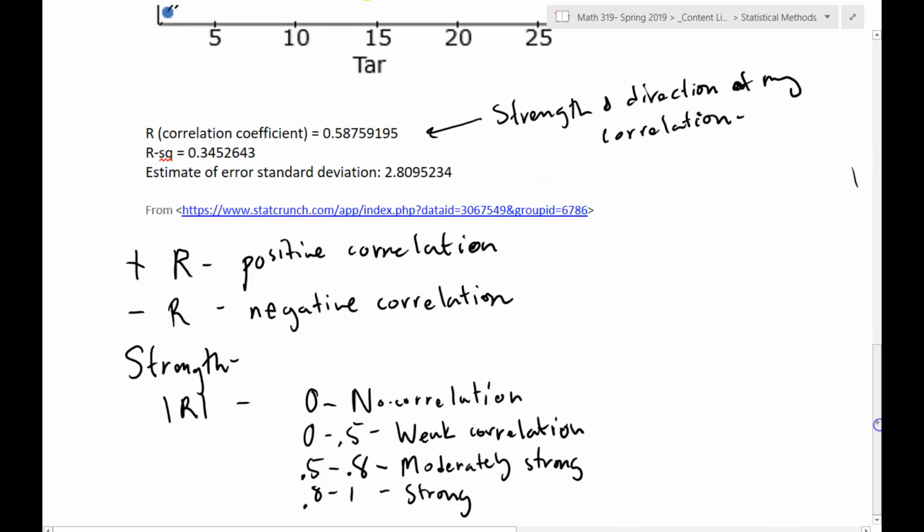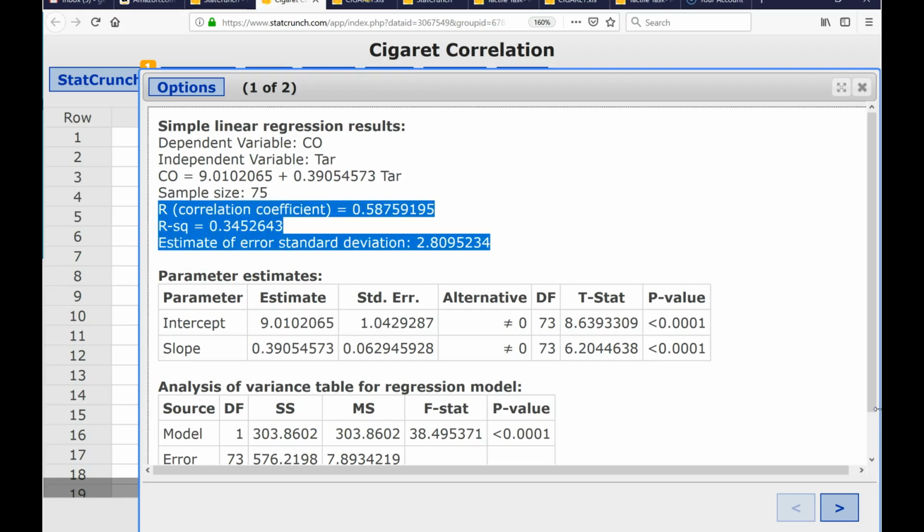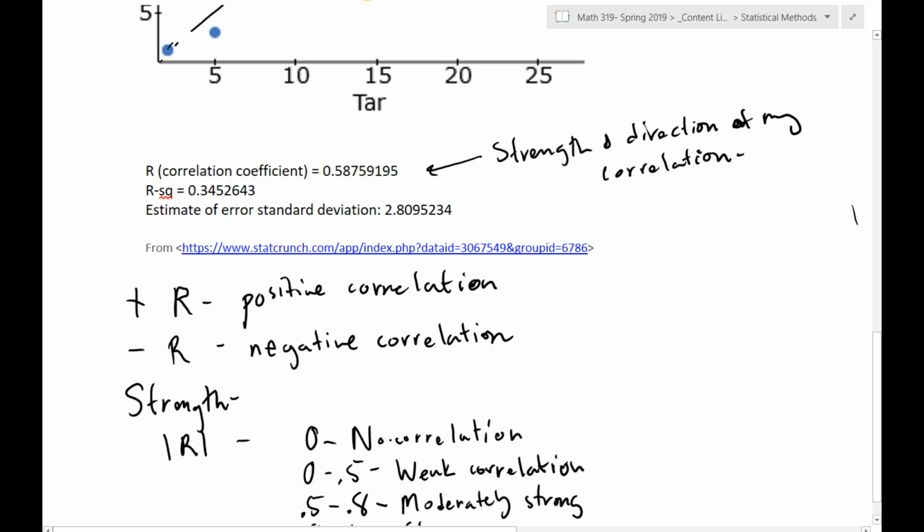And what does it tell us? That's the more important thing. So I look here, I have my R squared, and that tells me that I have a positive, moderately strong correlation. What that's saying is that I can be reasonably certain that as tar increases, carbon monoxide is going to increase, right? And they kind of increase in lockstep.